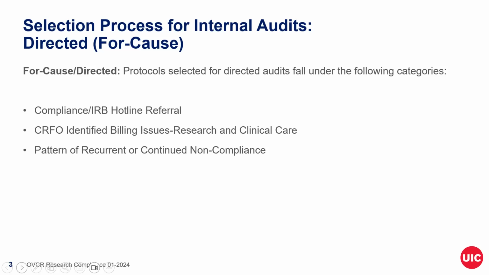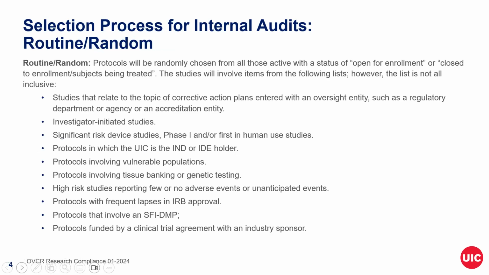Okay, so the selection process. We generally do random selection, but there are some cases that there is a for-cause selection for internal monitoring. This is if there have been any compliance or IRB hotline referrals, billing issues related to clinical care, or any patterns of recurrent or continued noncompliance. They would refer that to us, and then we would do a directed or for-cause audit for those reasons.